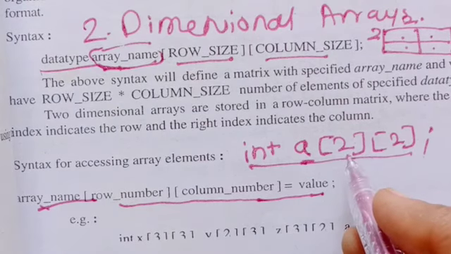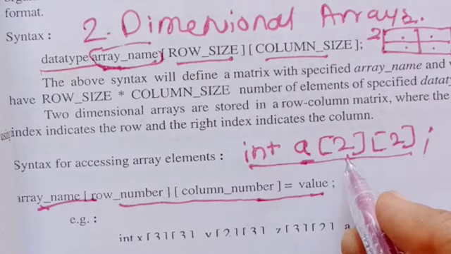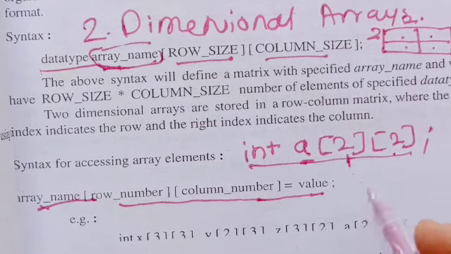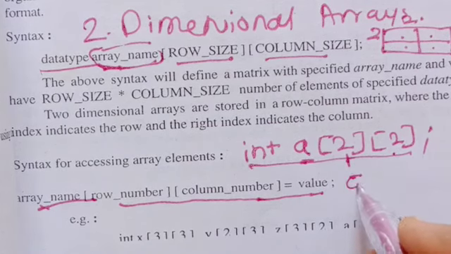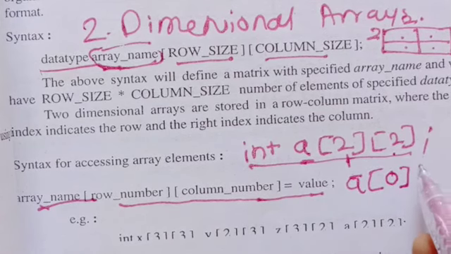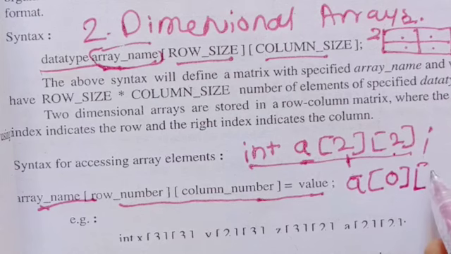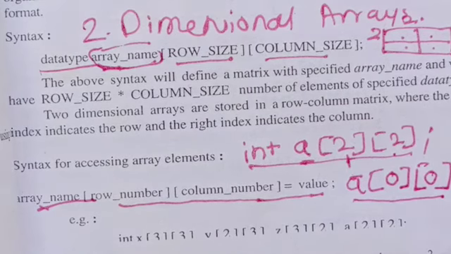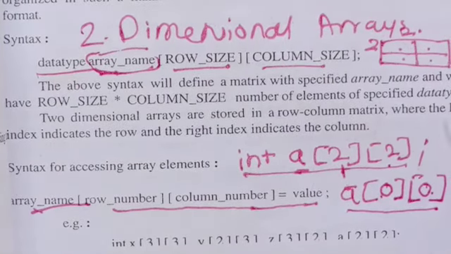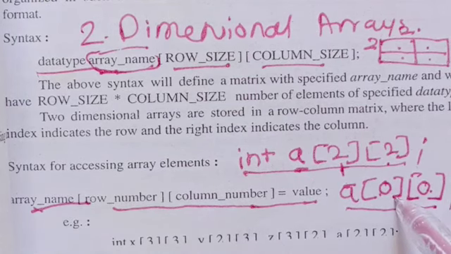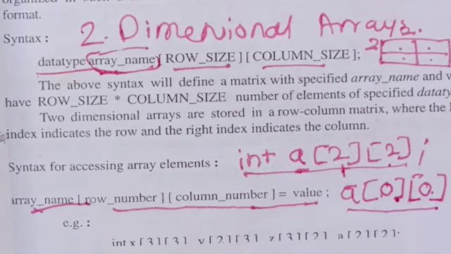Now suppose we want to access the value at the first row and first column. We can access it as A of 0, because the row index starts with 0, and the column index also starts with 0. So we can access the first element with A of 0 0. This is the way to access the first element in the two-dimensional array.